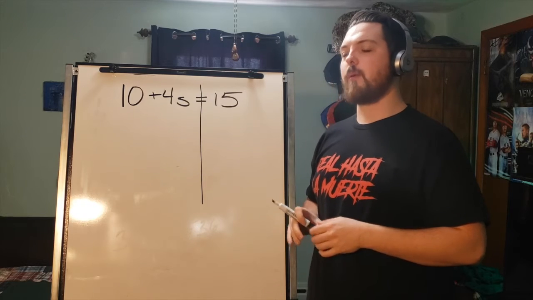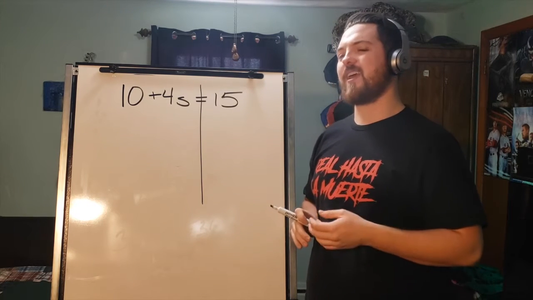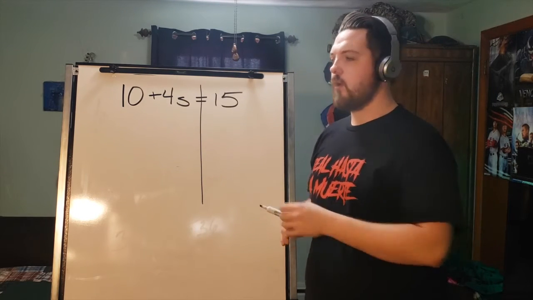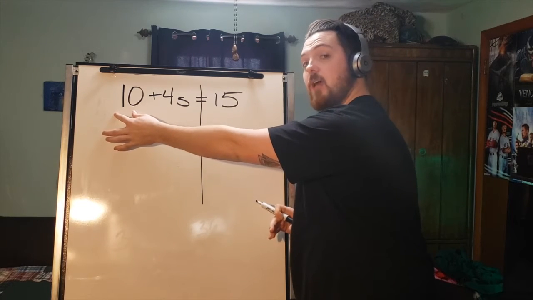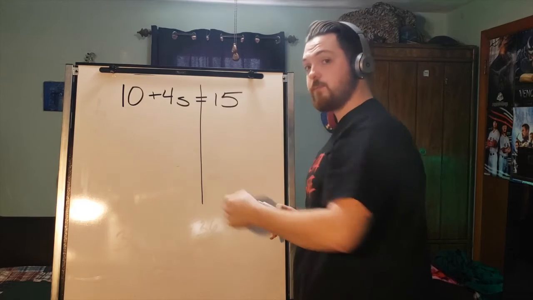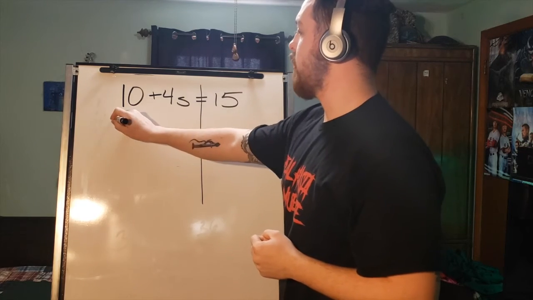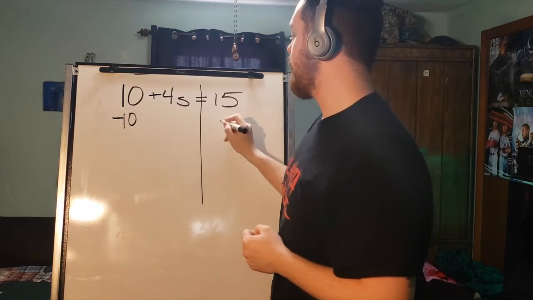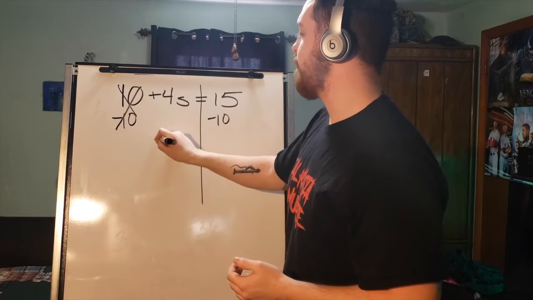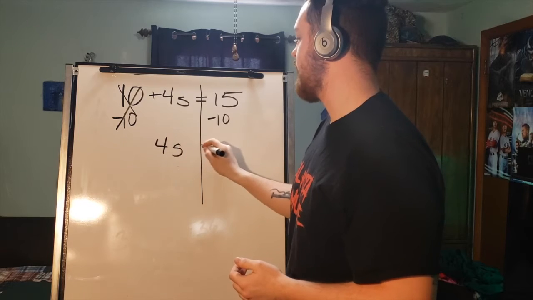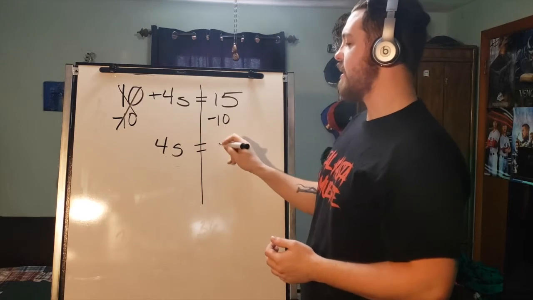The first thing I'm going to do is look at my problem and see what I can do to get s by itself. I want to get this term by itself first, so I need to get rid of this positive 10. We get rid of a positive number by subtracting. So I'm going to do it on the left, and then I'm going to do it on the right. My 10s should cancel out. I'm left with 4s on my left-hand side, and then 15 minus 10 is 5.